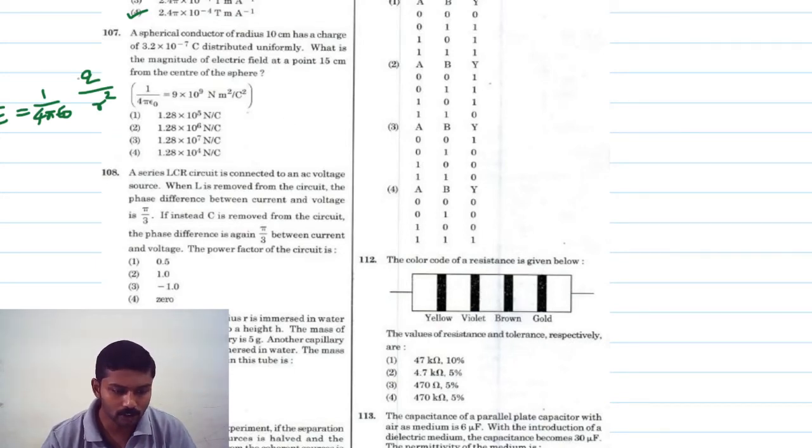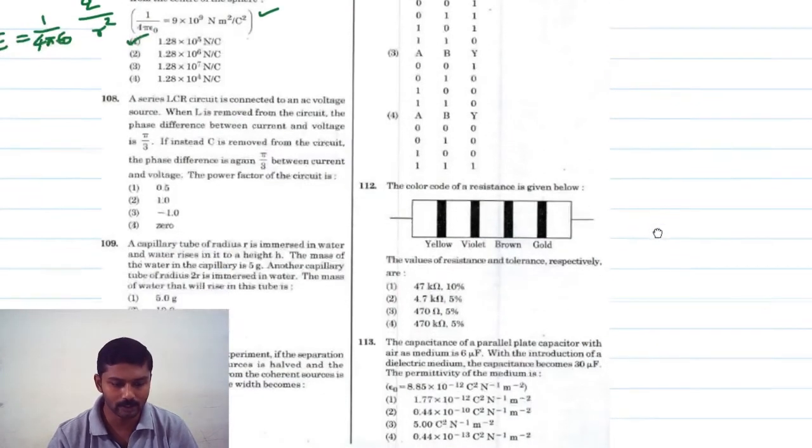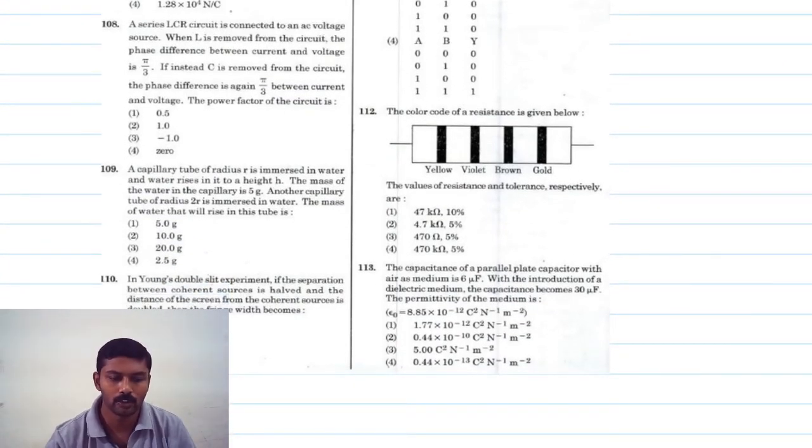You substitute the charge. 1 by 4 pi epsilon naught, you already know it as 9 into 10 power 9. You will get the answer definitely 1.28 into 10 to the power 5 Newton per coulomb. That's the right answer, the first option is the right answer. I hope you could see this. Okay, 108. You can rewind this video and watch.